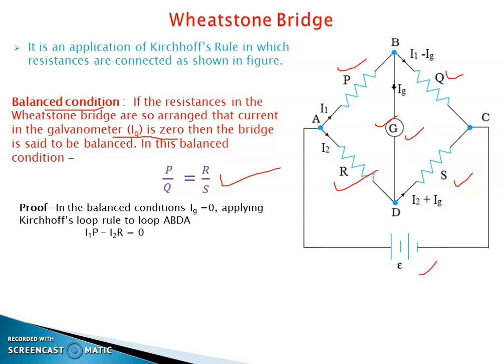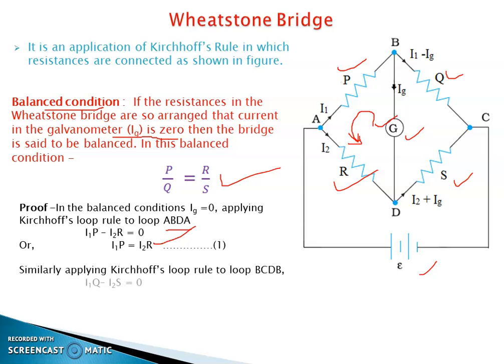Now we have to prove it. If we apply Kirchhoff's law in this loop A, B, D, A, we can get I1P, right? We are making an arrow in Kirchhoff's law. The direction of current is opposite to this arrow, it means it should be taken as positive, so I1 into P, and R. In the second resistance, the direction of current is similar to the direction of arrow, it means it should be taken as negative. And there is no source of EMF, so that is equal to 0, right, in the first loop.